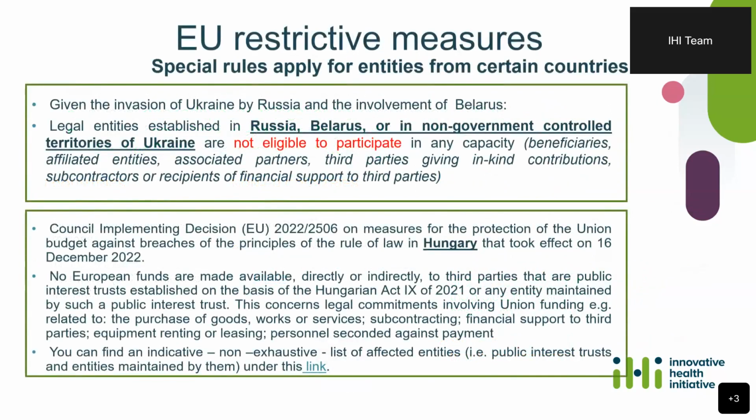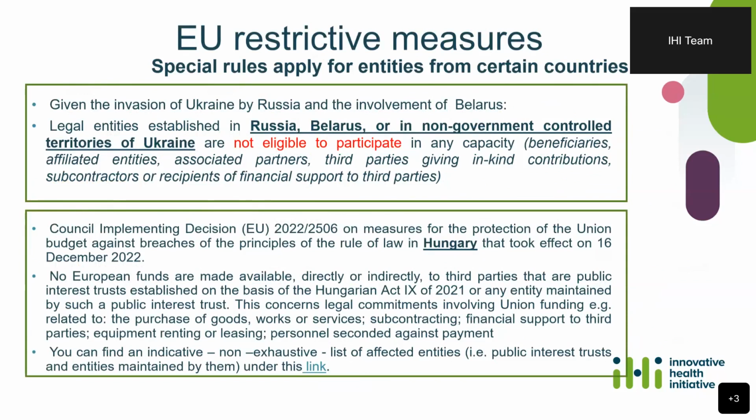Then I said almost anyone can participate, subject to a few exceptions. So this very busy slide basically breaks it down into 2 points. Given the situation in the Ukraine at the moment, the European institutions have established a rule that those legal entities established in Russia, Belarus, or in non-government controlled territories of the Ukraine are not eligible to participate in any capacity. As you can see, we've listed there all the ways you can participate, all the way from beneficiaries through to third parties. So they cannot be involved in IHI grants in any way, shape, or form.